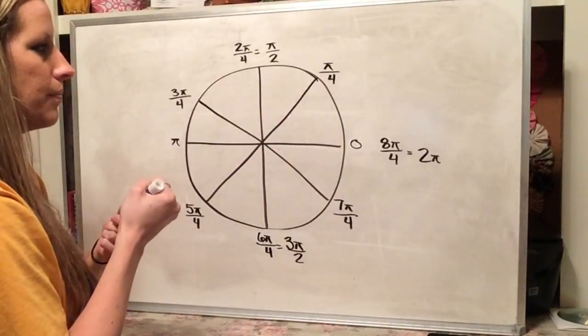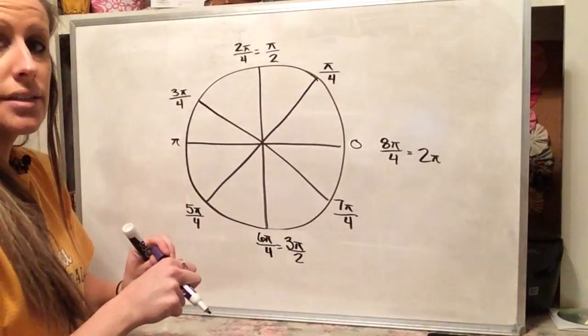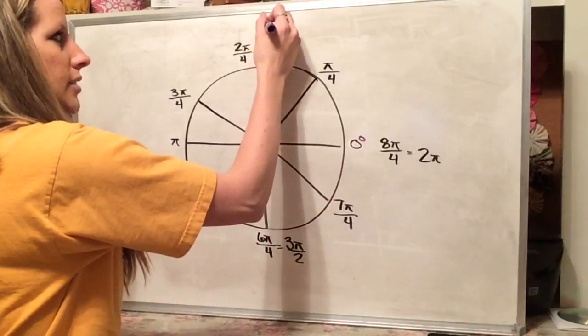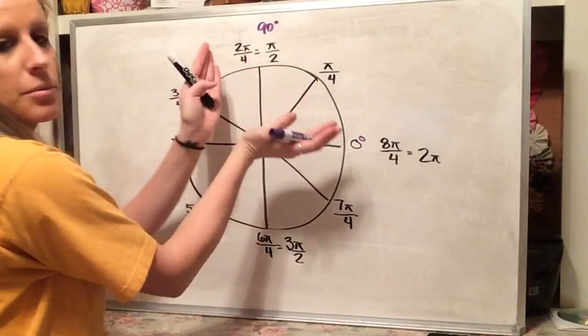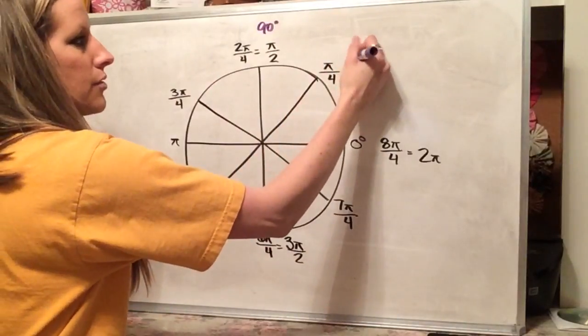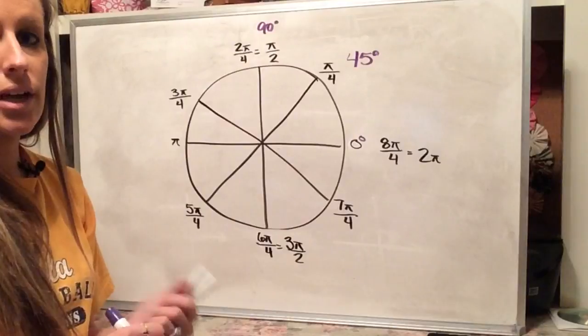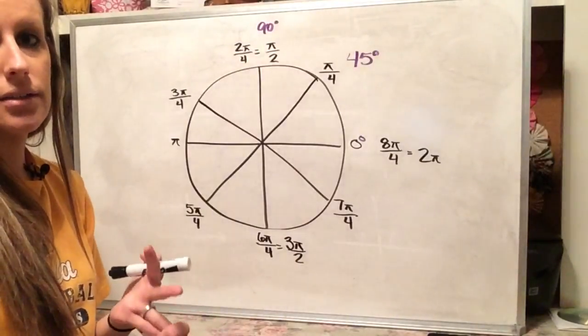Okay. If we're talking about degrees, we know this is 0 degrees and this is 90 degrees, right? Halfway in between that would be 45 degrees. Okay, on your test, you're going to have to know both degrees and radians.